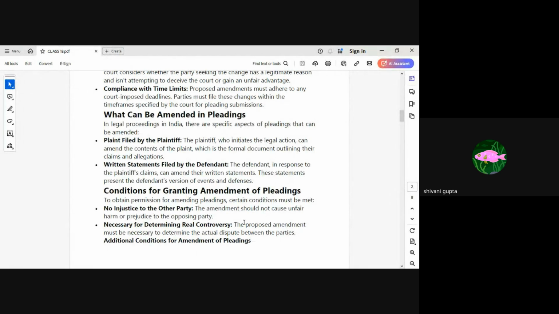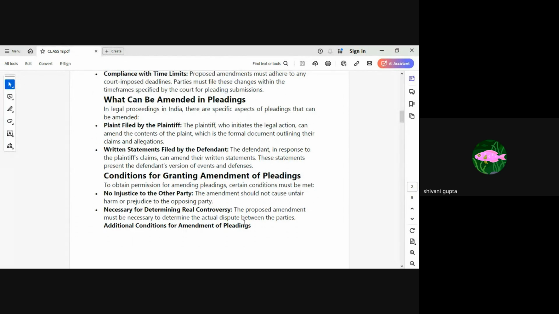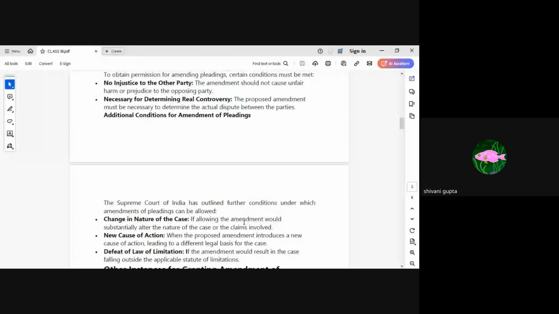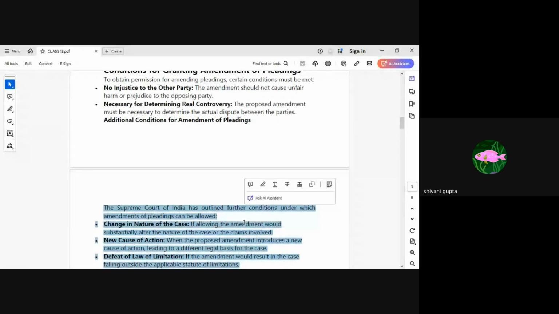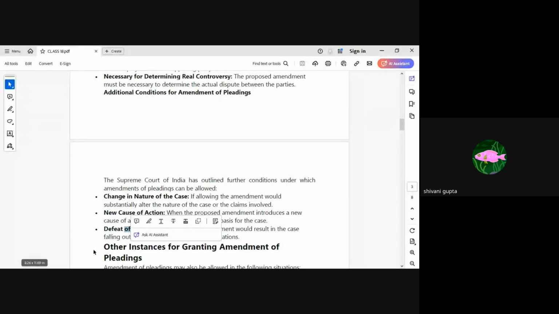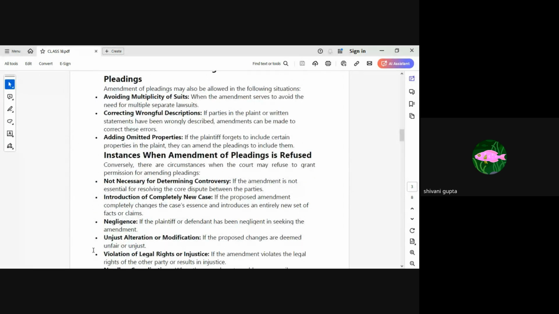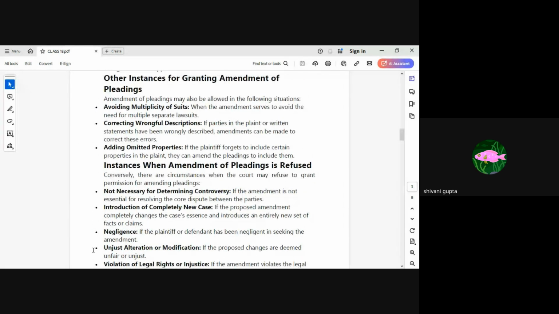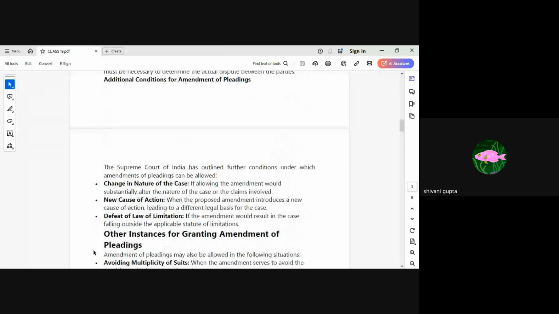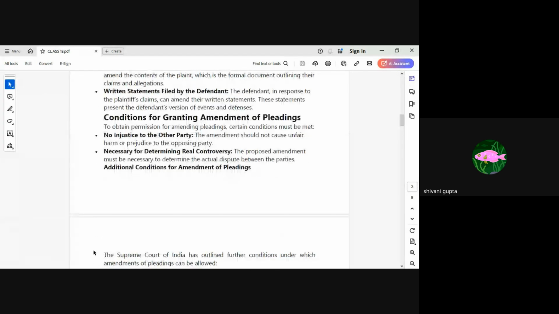Now the conditions for granting the amendment. There are certain conditions, that is, no injustice to the other party. Next is that it is necessary for determining the real controversy. Additional conditions for the amendment of the pleadings: change in the nature of the case, a new cause of action, or a defense of the law of limitation. But there are certain other aspects where amendments are granted and where they are refused. So we will discuss those conditions also.